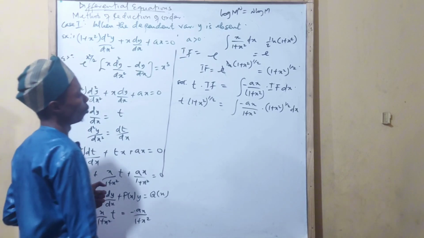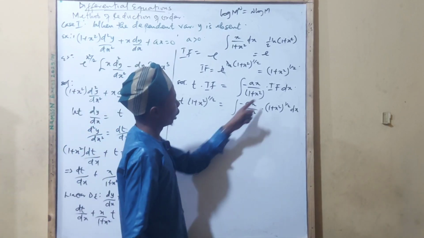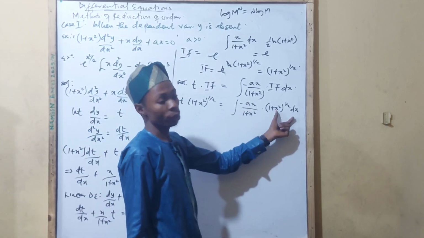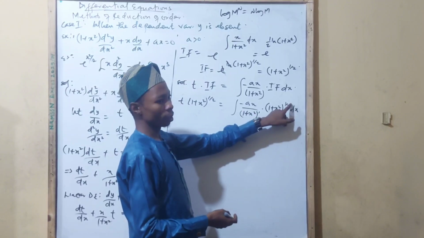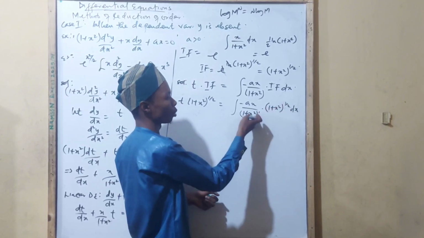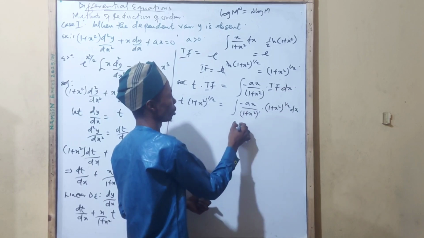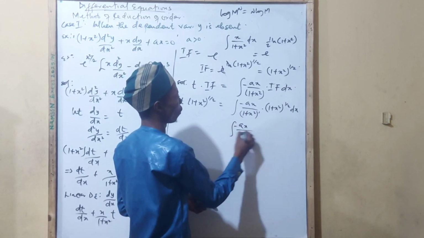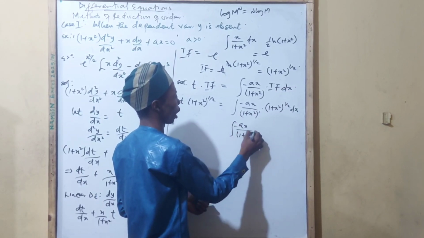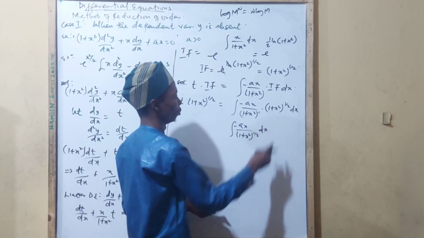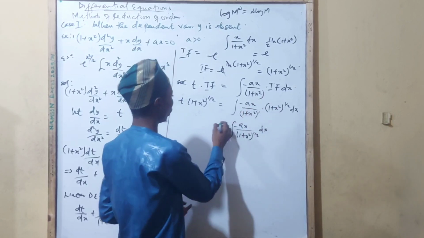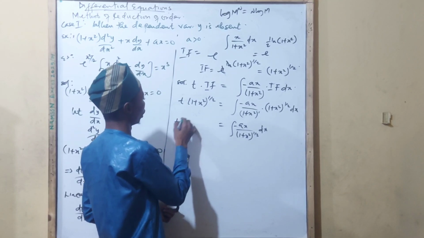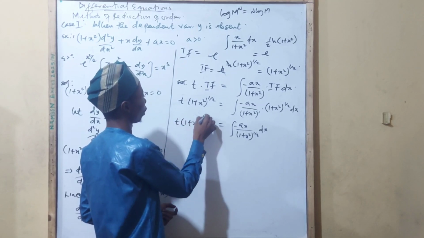So how will I integrate ax over 1 plus x squared and another 1 plus x squared? This is like 1 plus x squared raised to power 1, and this is 1 plus x squared raised to power half. Half minus 1 in indices. So this will be minus ax over 1 plus x squared raised to power half. This is what we are going to have, right? Because half minus 1 is minus half. So it equals t into 1 plus x squared all raised to power half.